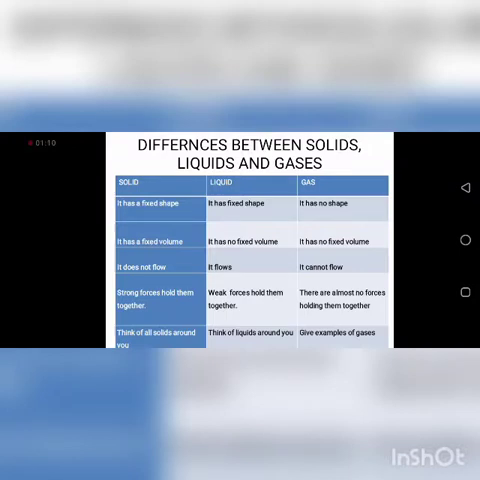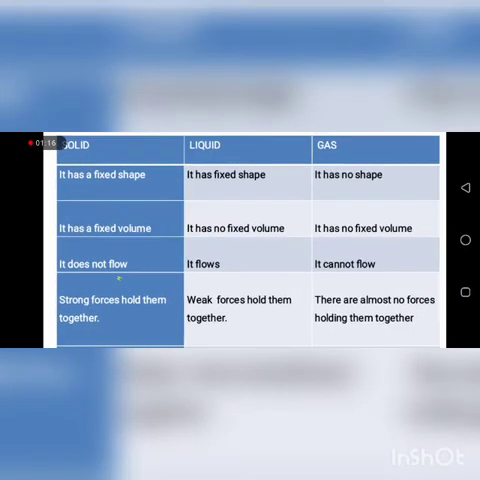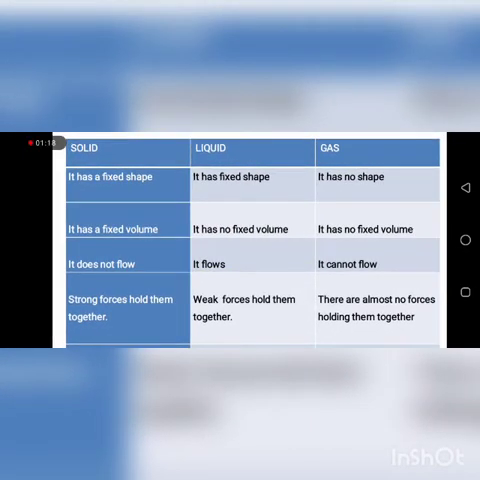So now the differences between the three states of matter: solid, liquid, and gas. This table summarizes the differences, because you are going to be asked in your exam. Solid has a fixed shape. The shape of solid is fixed, while liquid also has a fixed shape. Gas has no shape. So the only state of matter that has no shape is gas.